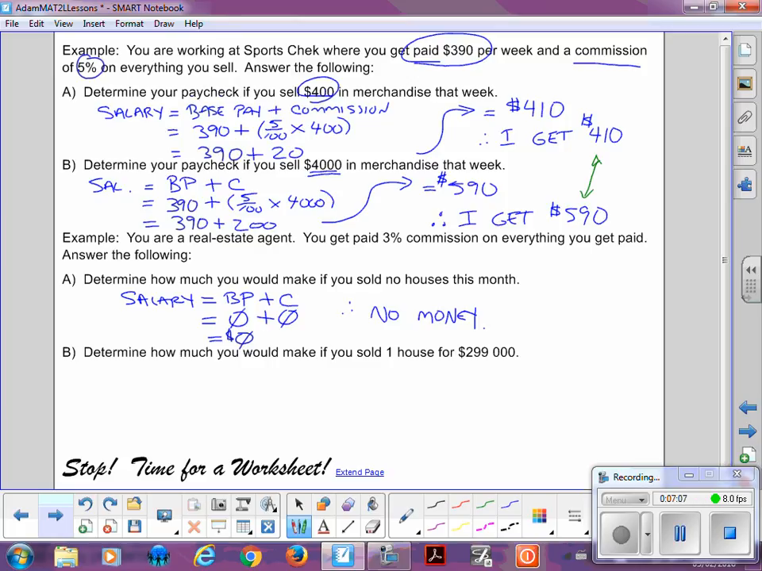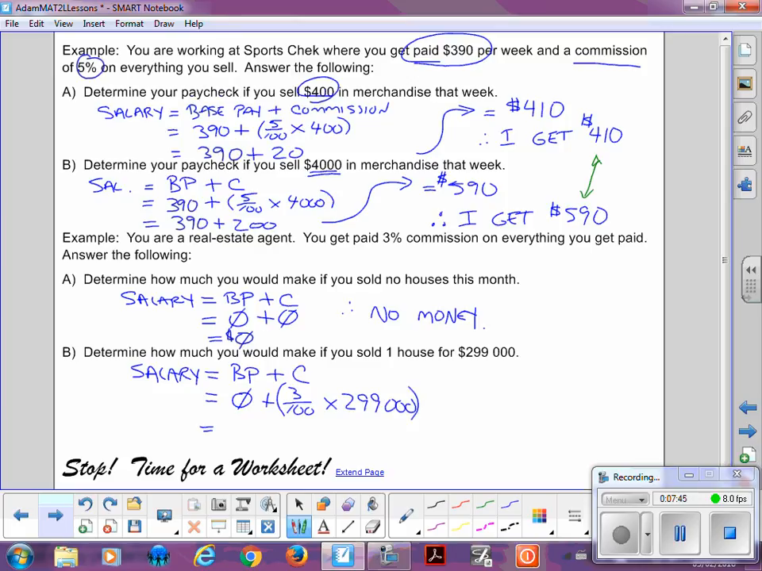Let's look at the flip side though. Determine how much you would make if you sold one house for $299,000. Now that's the average price, I would say, for a house here in Mitchell, in surrounding areas. $299,000, I would say, is an average house. All right. So our formula: salary equals base pay plus commission. Base pay is 0. Our commission will be 3 over 100, 3%, or 0.03, multiplied by 299,000.